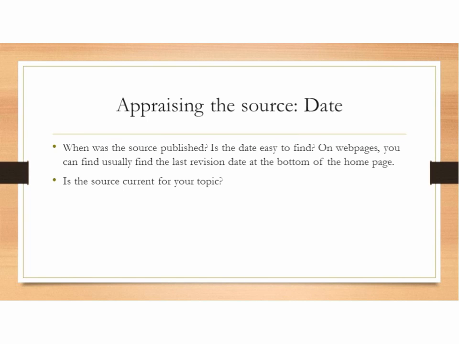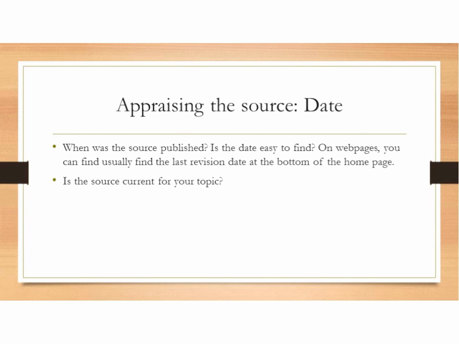Next, we're going to look at the date. When was the source published? Is the date easy to find on the website? Sometimes this is no. You can usually find the last revision date at the bottom of the home page. That's not always true. If it's tough to find, this is something that needs to give you some alarm bells. Is the source current for your topic?